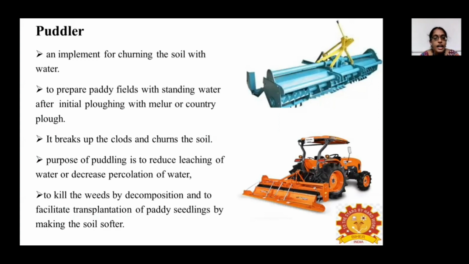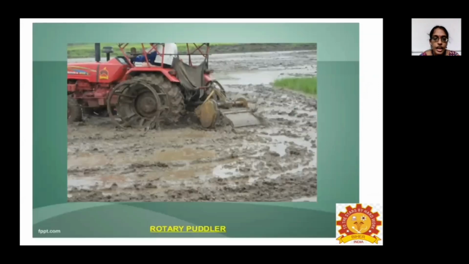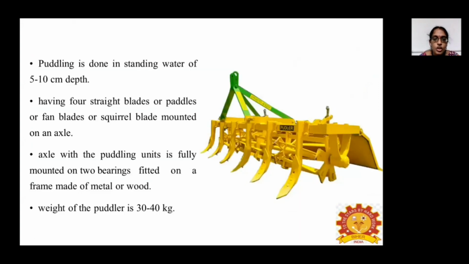of the water. Percolation means deep infiltration of water. So as the water infiltrates into the field, it is known as percolation. Puddling is also done to kill the weeds by decomposition, and to facilitate the transplantation of paddy seedlings and make the soil soft. So this is the rotary puddler.